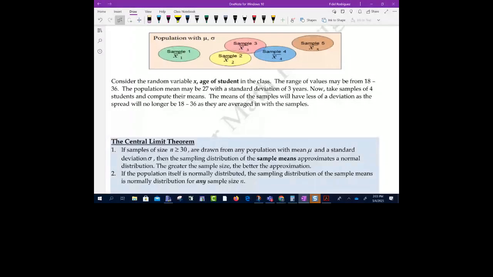So look what it says, y'all. Consider the random variable x, the age of a student in the class. The ages may range from 18 to 36, and the population mean might be 27 with a standard deviation of 3 years. Now, if we took samples of 4 students and found their averages, those sample averages are going to have less of a deviation, as the spread will no longer be between 18 and 36. Okay, so let's think about that for a minute.